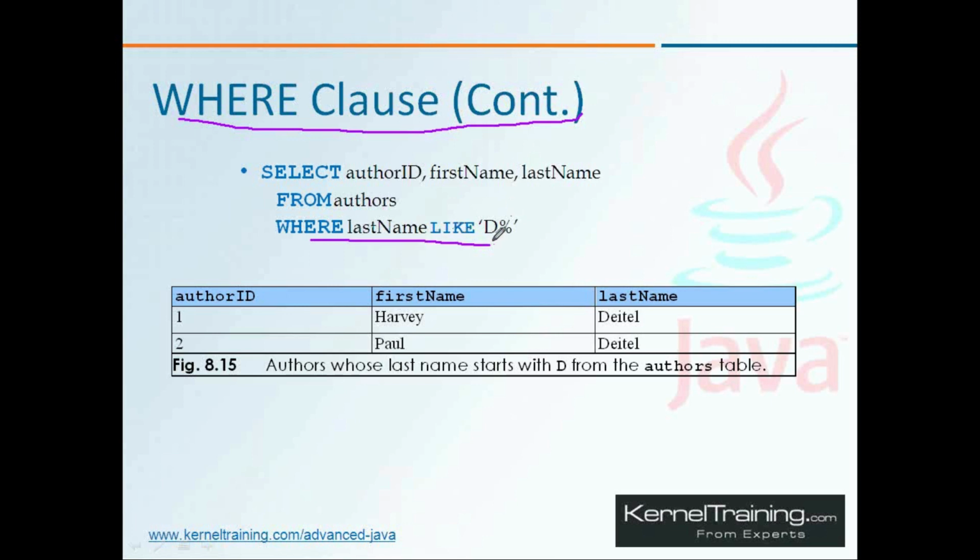So, where last name like D percentile. It will not follow the first name, it will follow the last name. The first name, first character is D. Right? Condition satisfied. Here also the condition is satisfied. So, how many rows did we get? We got the output as two rows here.